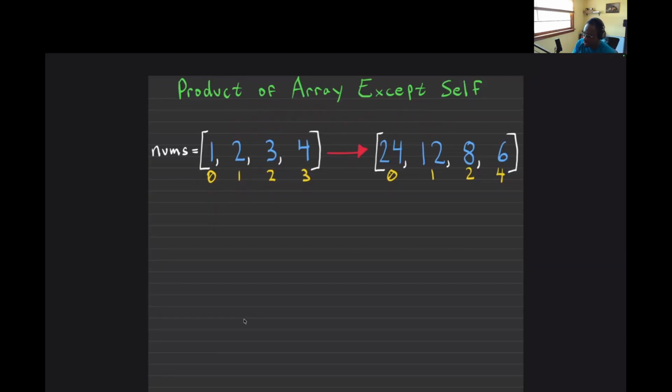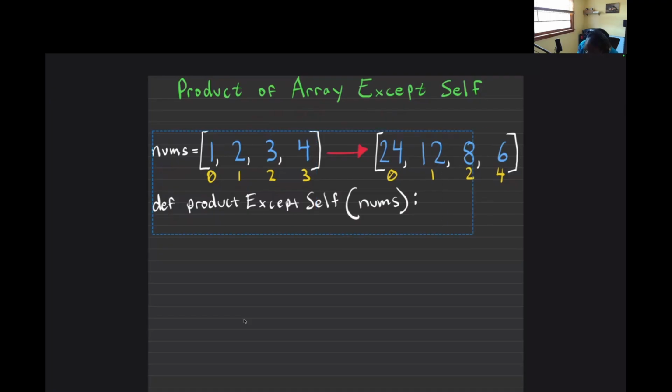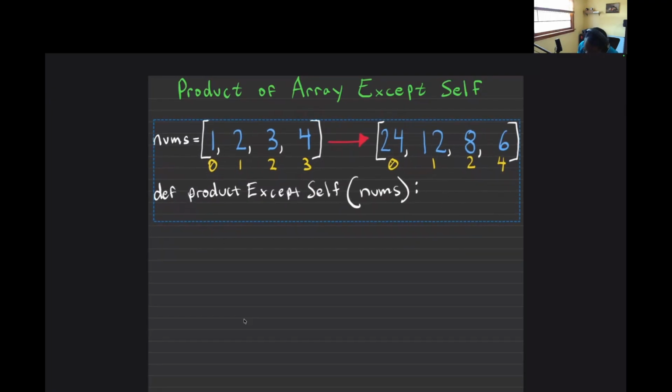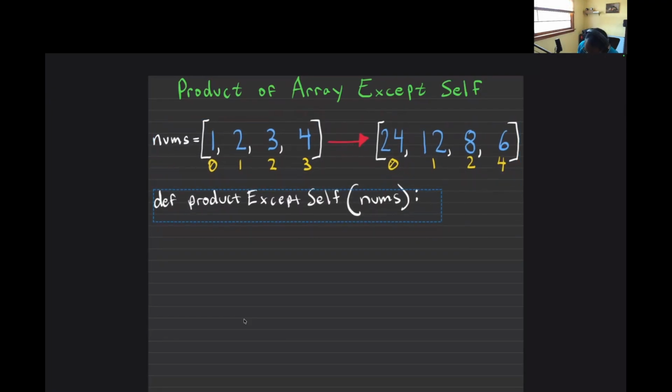So let me go ahead and draw out the function signature so we have a better understanding of our approach, okay? So we'll say define prod except self. I think that's descriptive enough. And it's going to take in a nums array here, okay? And I'll bring everything slightly higher and I'll drop this a tad bit.